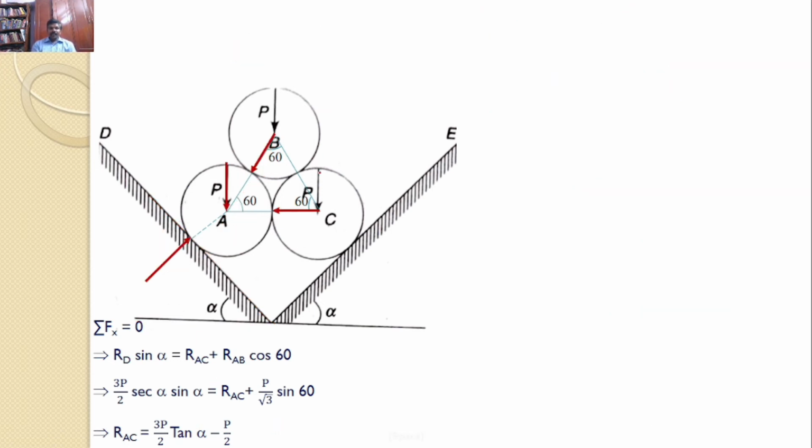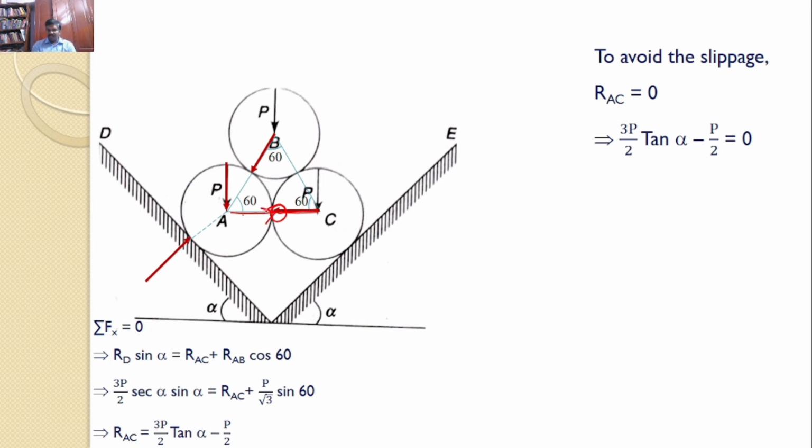Next, let us consider the free body diagram. Now, to avoid the slippage, this reaction RAC must be equal to 0. So RAC must be equal to 0. That means 3P by 2 tan alpha minus P by 2 is equal to 0. If this force is there, it will try to push this A, so slippage will occur. To avoid that slippage, this RAC must be equal to 0.